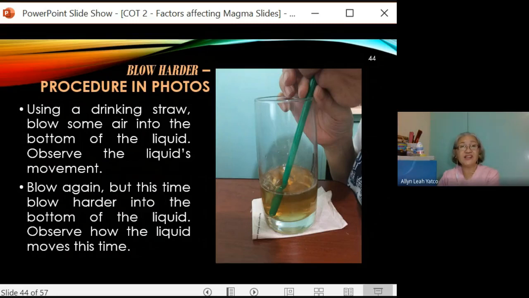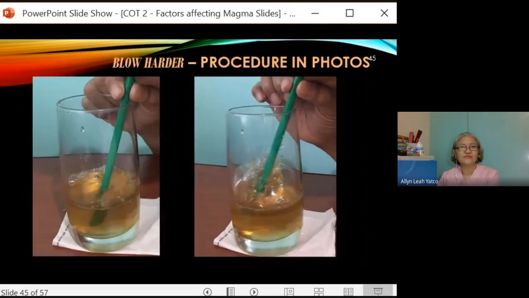So, mas malakas ang ihip sa pangalawang beses. And you will also observe how the liquid moves this time. So you're going to compare your first blowing with your second blowing. You're going to compare the movement of the syrup as you do the blows. These two photographs show how the air was introduced into the syrup.